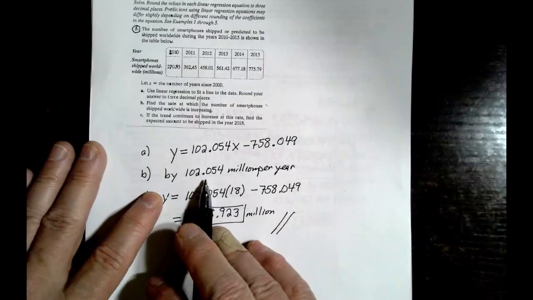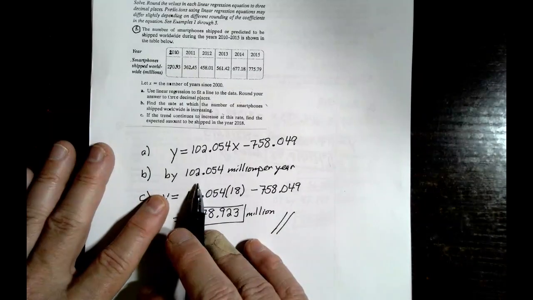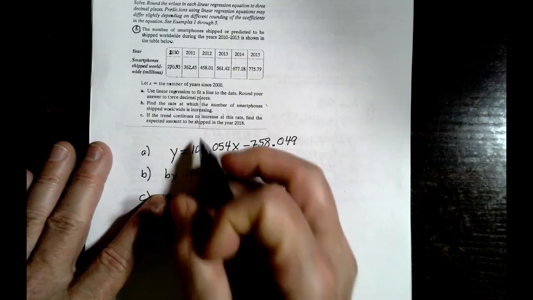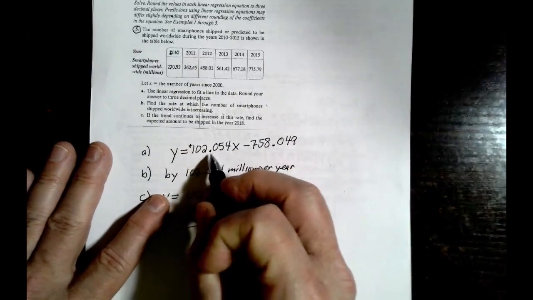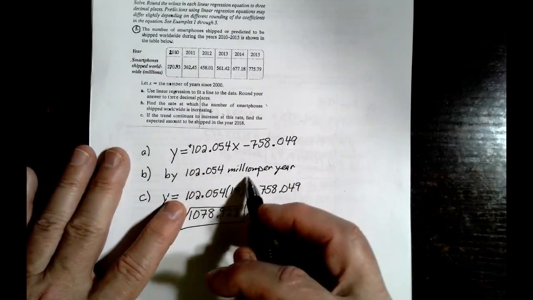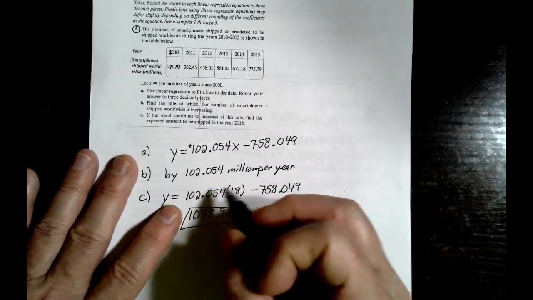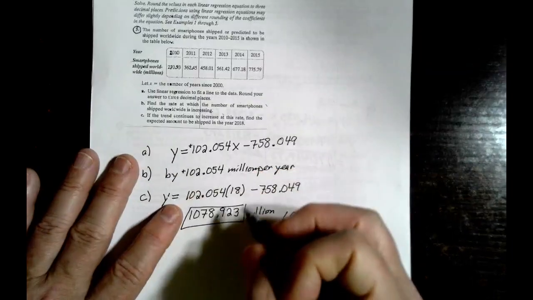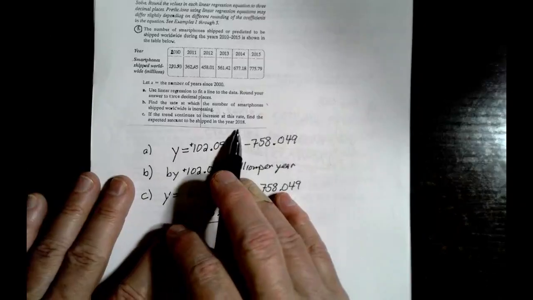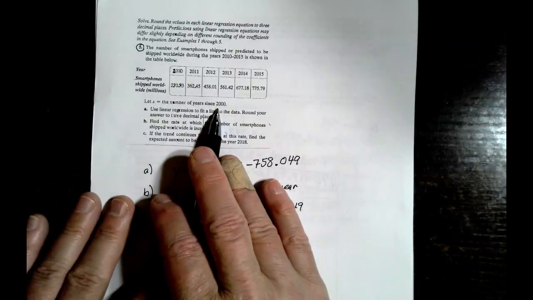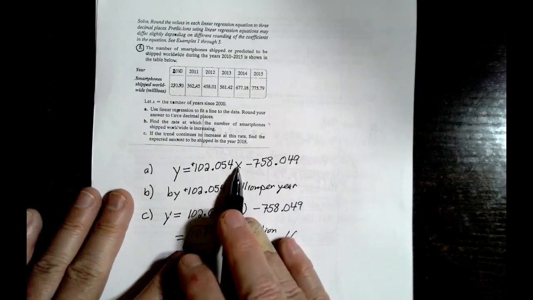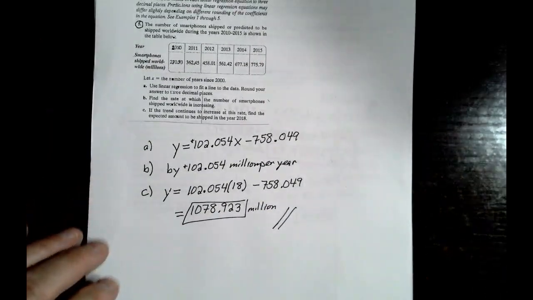And now they say find the rate at which the number of smartphones shipped worldwide is increasing. Well, it's positive 102.504, so that's your rate of increase, your slope. So positive 102.504 million per year. Then they ask you how many in 2018. Well, how many years after 2000 is that? It's 18, so you're going to plug in 18 for x, and you get the number in millions.